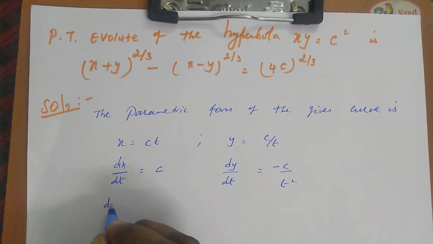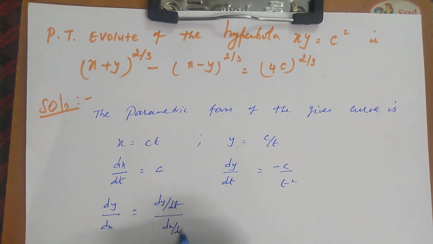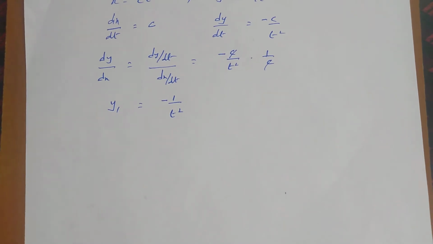Now our first derivative, dy by dx, equal to dy by dt divided by dx by dt, that is equal to minus c by t square into 1 by c, because it is 1 by dx by dt. So you can cancel the c. So our y1 equal to minus 1 by t square. So this is our first derivative.